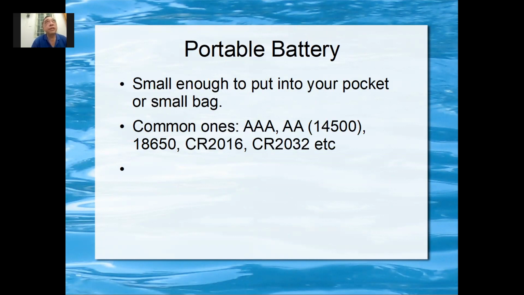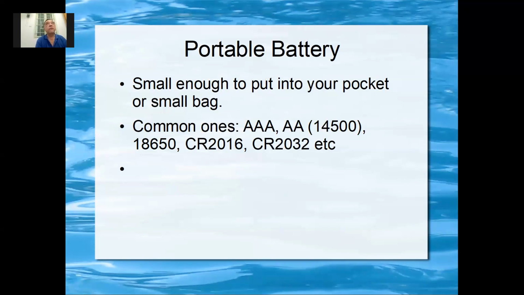So portable batteries must be small enough to put in your pocket or a small bag and carry around. Some common ones are AAA, you know, right? AAA, AA. Sometimes if you go to AliExpress to buy, they will put AA as 14500. So 14 stands for 14 mm diameter. 500 stands for 5 cm, that means 50 mm, 50.0 mm.